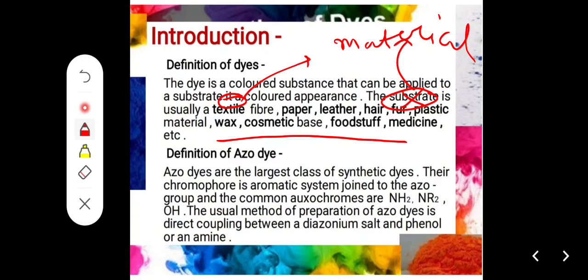Their chromophore is an aromatic system joined to the azo group. Chromophore is an aromatic system having high conjugation, high aromaticity, and it should be attached to the azo group, and this can impact the color intensity. And the common auxochromes are NH2, amine, NR2, and also OH, that is the hydroxyl group.